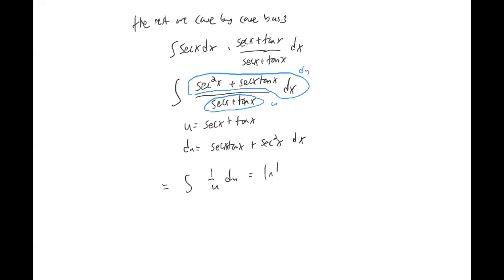And we all know what this is, right? And then replacing back u, this is actually the integral of secant. It's natural log of secant plus tan x plus c. As you can see, it's not easy, right? Nobody in their right mind would think to multiply by this.